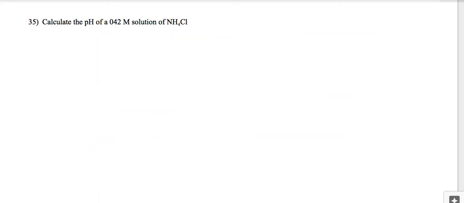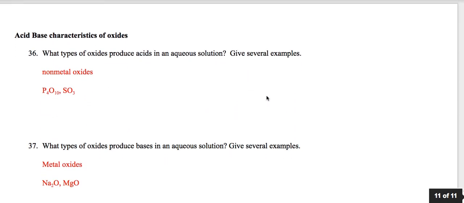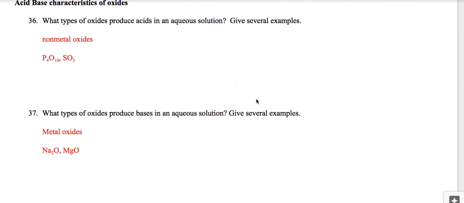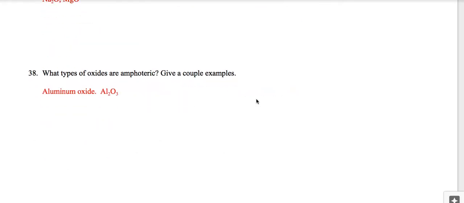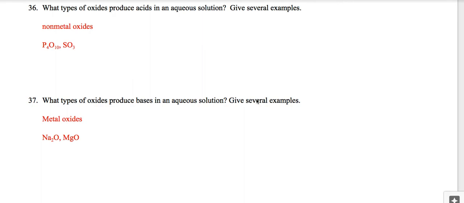Now the oxides. And here's kind of what we need to know. The nonmetal oxides are going to be acidic, where the metal oxides are going to be basic. And in class, we looked at some of the equations that we can write with these. And I'm going to do the sulfur trioxide and the magnesium oxide as examples.